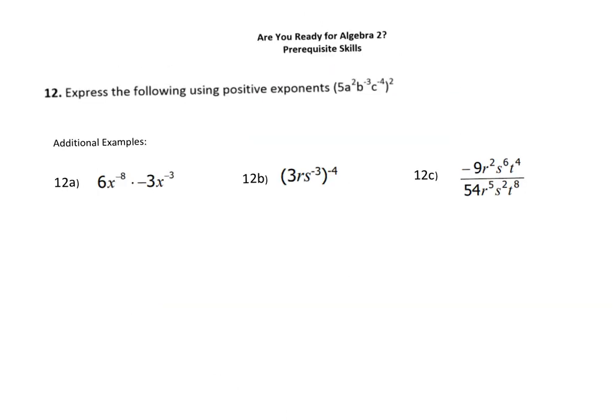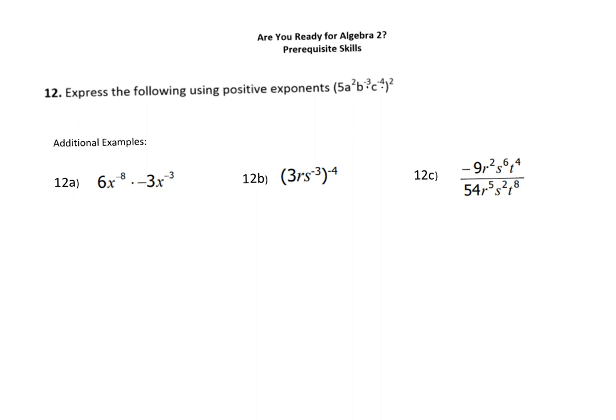All right, moving on to number 12. It says express the following using positive exponents. So what we have here is 5a squared, b to the negative 3, c to the negative 4th, all of that being squared. In Algebra 2, and a lot of times in math, we are kind of prejudiced. We do not like negative exponents. Ooh, bleh. We like to write them as positive exponents only. I guess we get kind of cliquey.